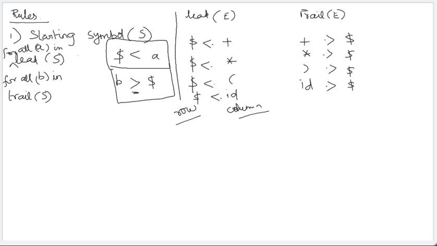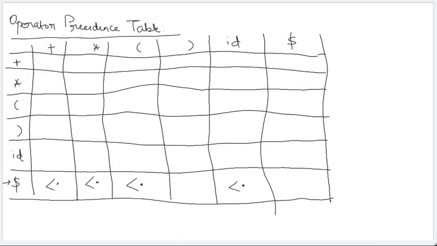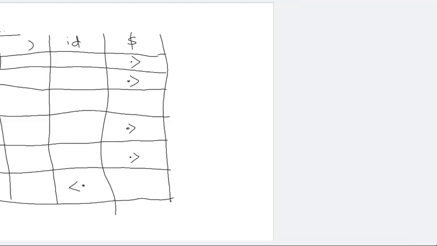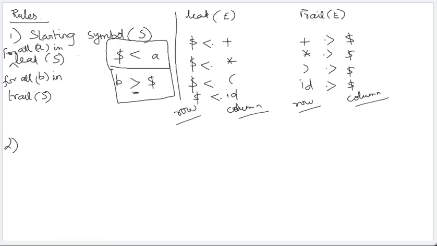And the second thing is all the terminals. So this is your row value and this is your column value. For all the terminal symbols, they have greater precedence over dollar. So how do we write? Plus has greater precedence over dollar. Star has greater precedence over dollar. Closing bracket has greater precedence over dollar. And then ID has greater precedence over dollar. Okay, thus we have filled this. Let us move on to the second rule.